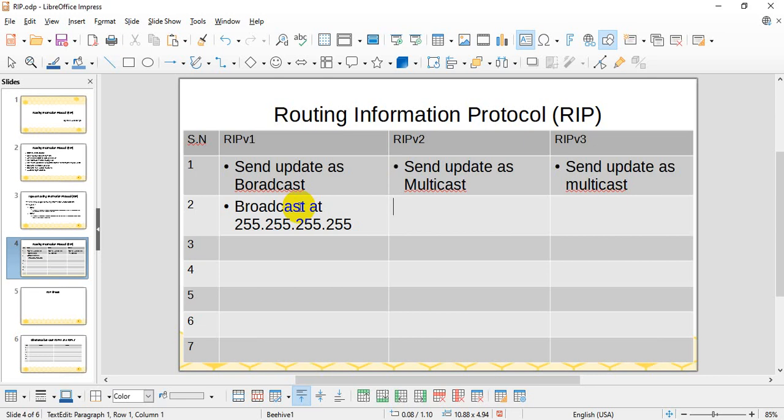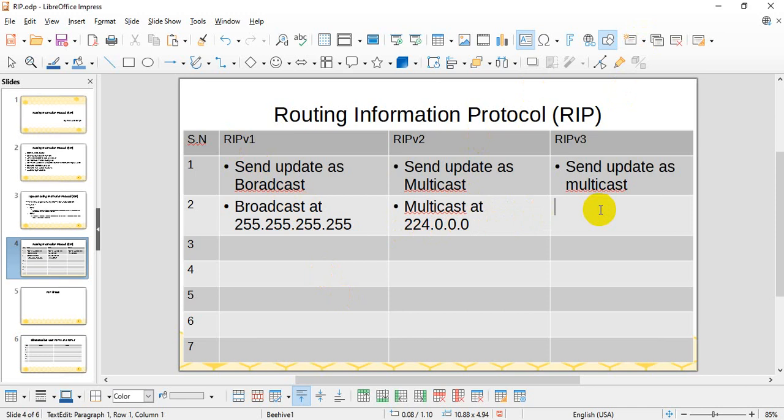RIP version 1 broadcasts to 255.255.255.255, and in Routing Information Protocol version 2 it will multicast to 224.0.0.9. Okay, it will multicast.